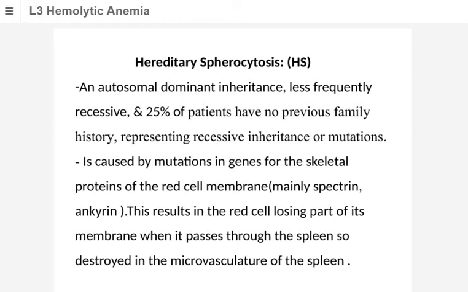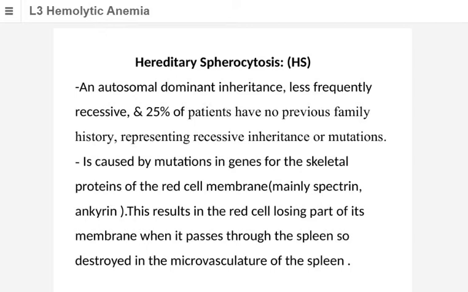We will talk about a type of hemolytic anemia, hereditary spherocytosis. It is an autosomal dominant inheritance, less frequently recessive. But 25% of the patients have no previous family history, representing recessive inheritance or mutation. It means that if we ask the family, there is no family history of the same condition, so it could be a new mutation.